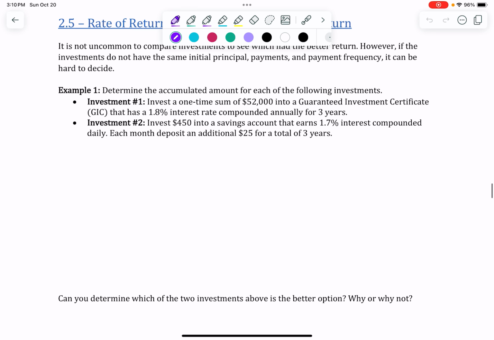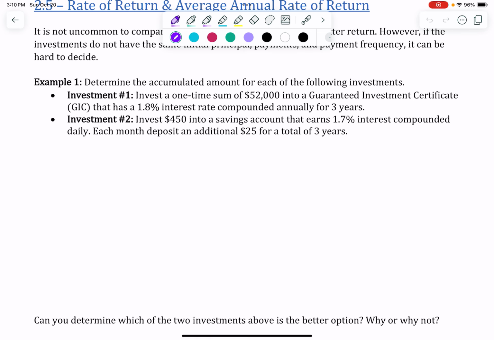So, in this example, we want to determine the accumulated amount for each of the following investments. Investment 1 is a one-time sum of $52,000 in a guaranteed investment certificate, which we know is a GIC. It has a 1.8% interest rate compounded annually for 3 years. Investment 2, we invest $450 into a savings account that earns 1.7% interest compounded daily. And each month, we are depositing an additional $25 for a total of 3 years.